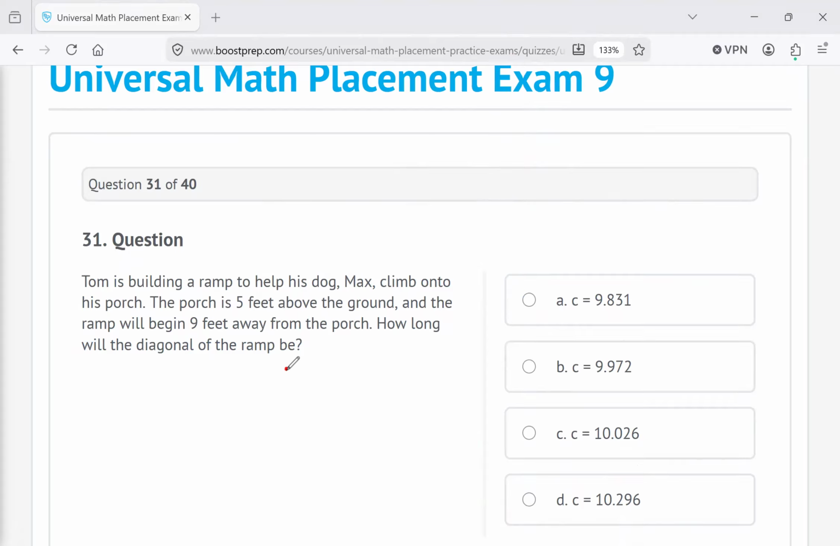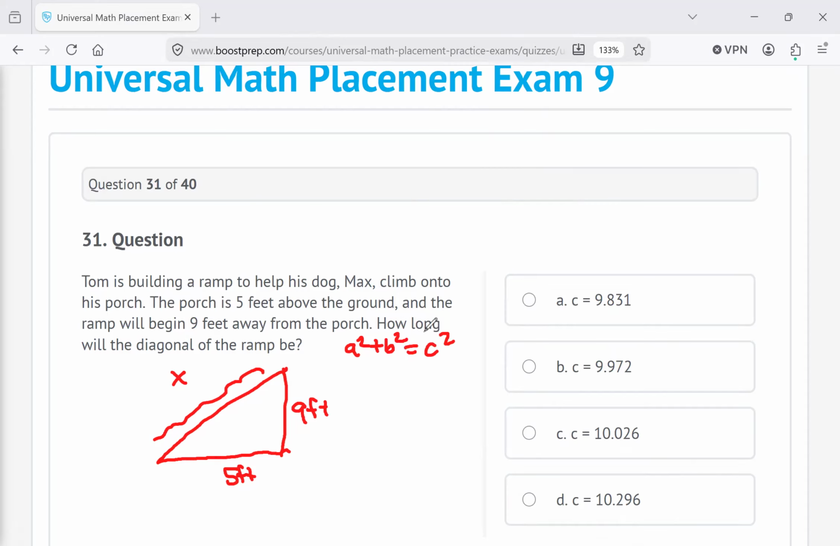So imagine you have this diagonal like this, and somehow it forms a right triangle, right? So this is the diagonal. They're saying that the porch is 5 feet from the ground, so I believe this is 5 feet, and then 9 feet from the porch. So they want to find this unknown length. So you could use Pythagorean theorem because it is a right triangle.